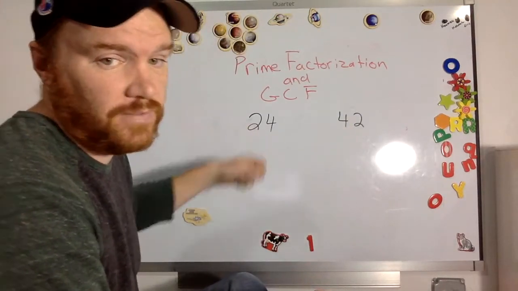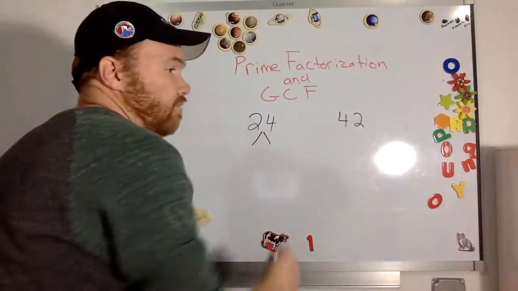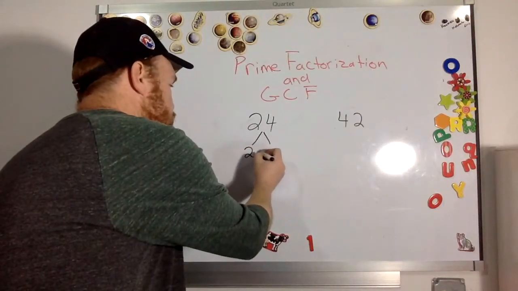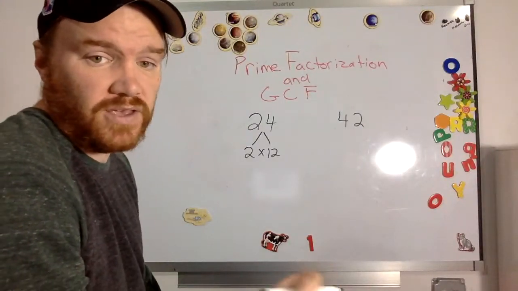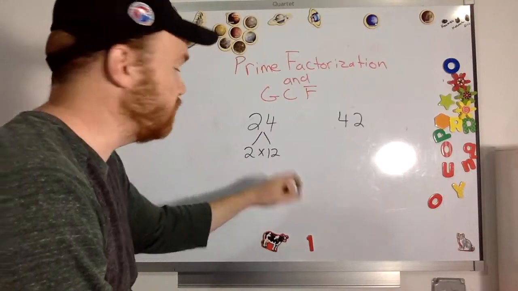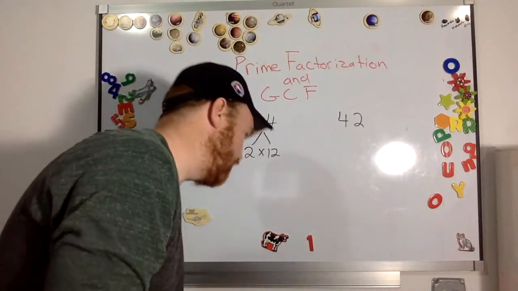So I'm going to break down my 24. Last time we started with 3 times 8. But this time I'm just going to start with 2 times 12. Let's say I didn't know about 3. So I'm like, oh, okay, it ends in a 4, so I know 2 is a factor. So 2 times 12. Okay, 2, that's a stopping number for me, right?